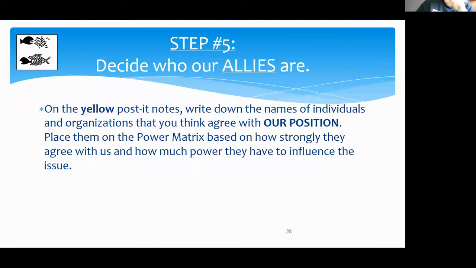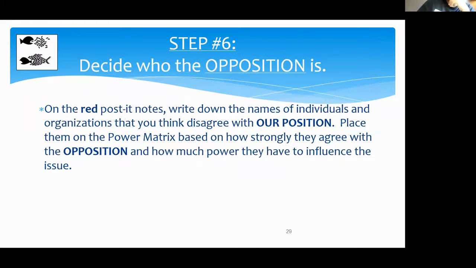Step 5, on the yellow Post-it notes, write down the names of individuals and groups that you think agree with your position, right? Place them on the power matrix based on how strongly they agree with us and how much power they have to influence the issue, right? Again, pretty clear, right? Just because I agree with you doesn't mean I have a lot of power to influence the situation. Or I could be a billionaire. I have enough money to make it, and I could be put at more power, depending. But you have to decide.